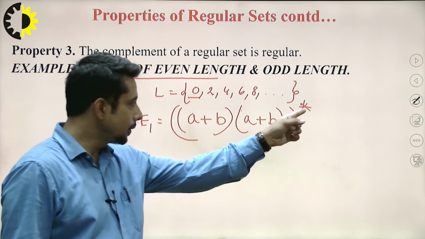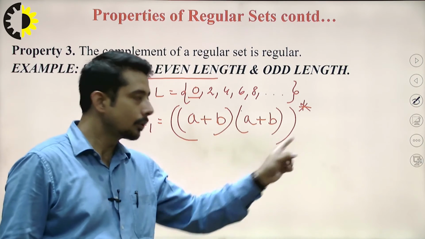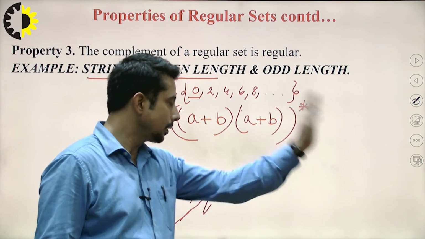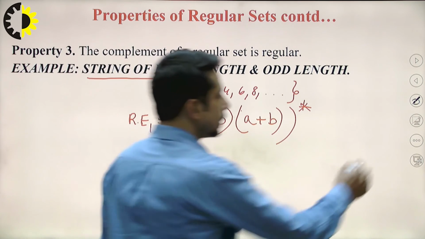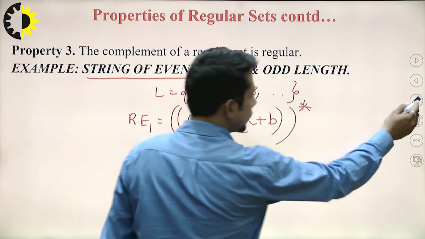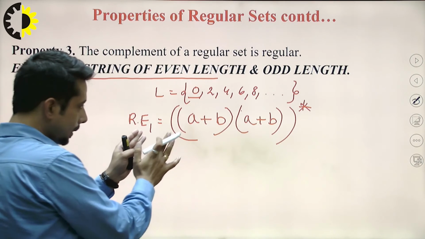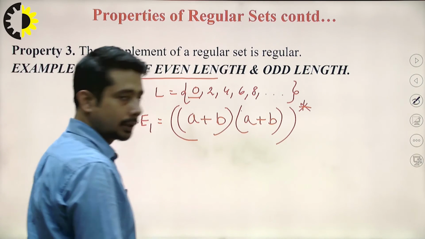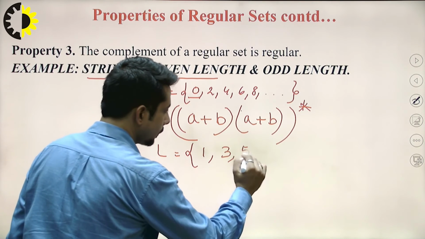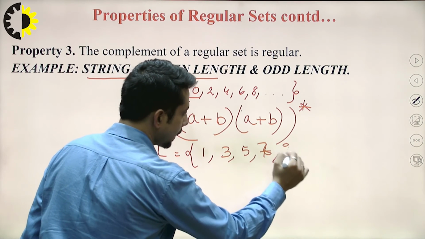If the asterisk value is 2, then the length equals 4, it will be double. If the asterisk value is 3, then it will be 6, then 4, 8, and it will keep on going. Correct? So, this is the final expression we have got. Now, if we find the complement part of it, we will get a language of this format: length 1, length 3, length 5, length 7, length 9 and so on.